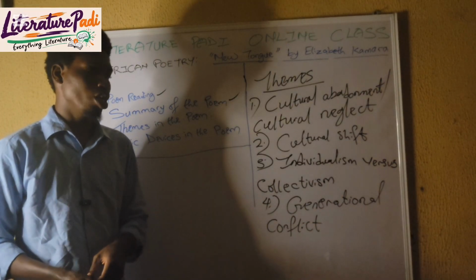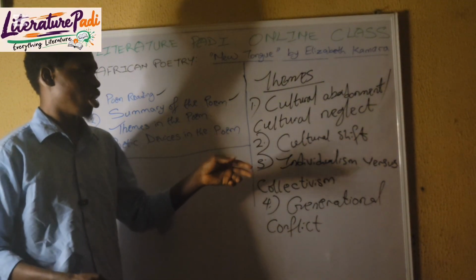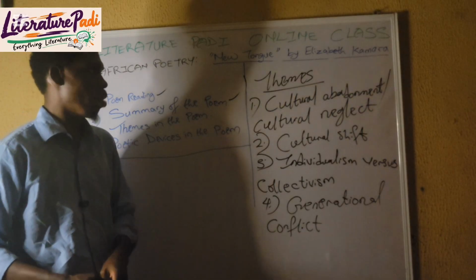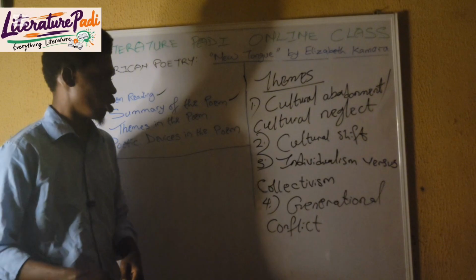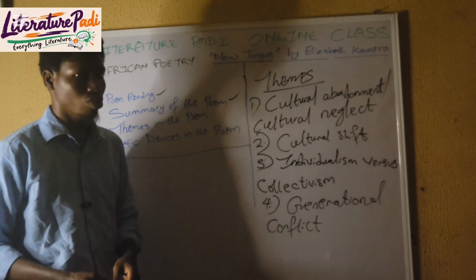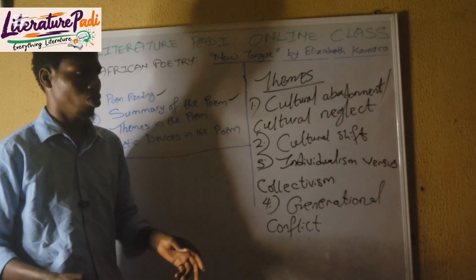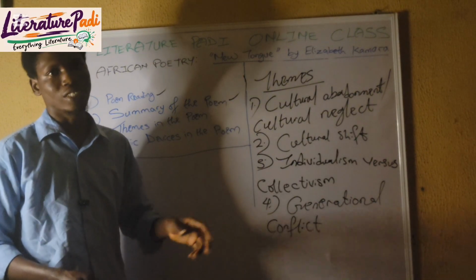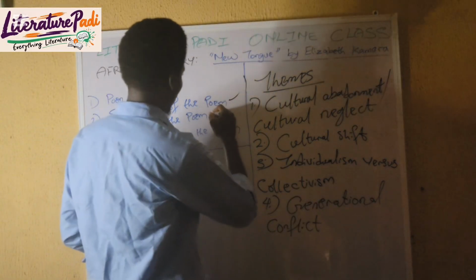Well, we may address cultural loss too, but we've explained cultural loss under cultural abandonment and cultural neglect. So I don't think we need to overstress that. That's basically the themes in Elizabeth Kamara's poem. So we are done with the themes in the poem.